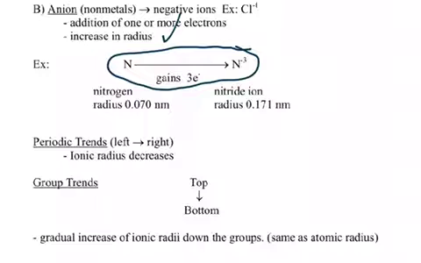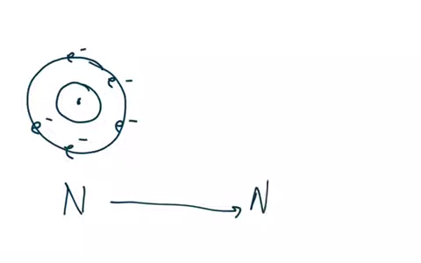I'm going to use nitrogen. Okay? If you look at nitrogen, nitrogen has 2 energy levels. It's in the second period, so it has 2 here, and then it has 5 valence electrons. Let's put here 1, 2, 3, 4, and 5. Now, nitrogen wants to gain 3 electrons and become -3.